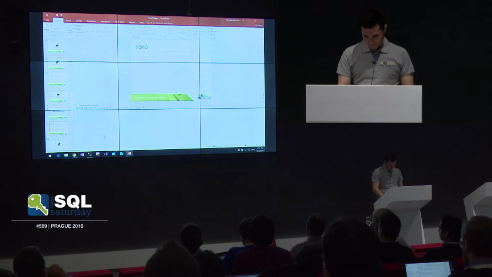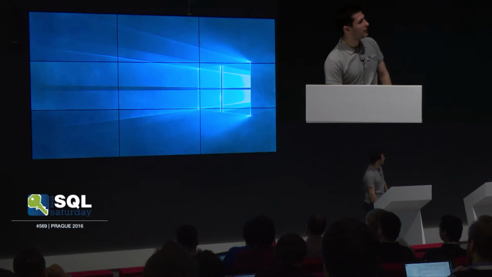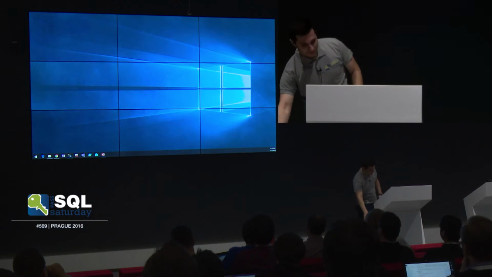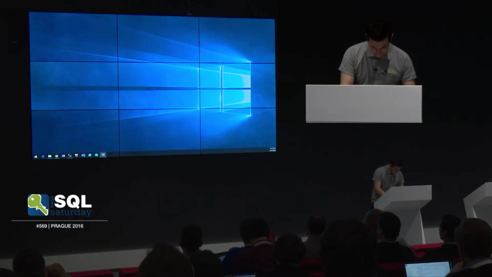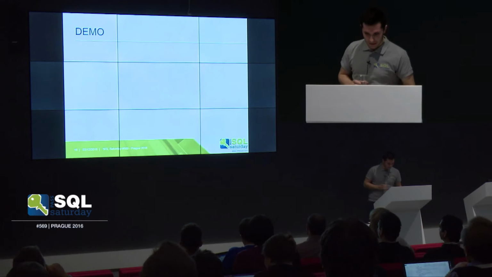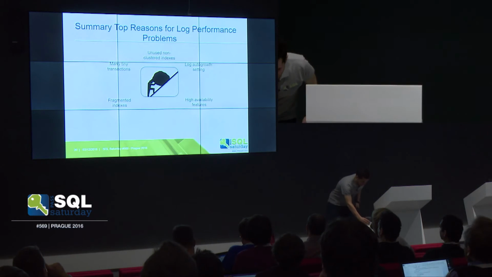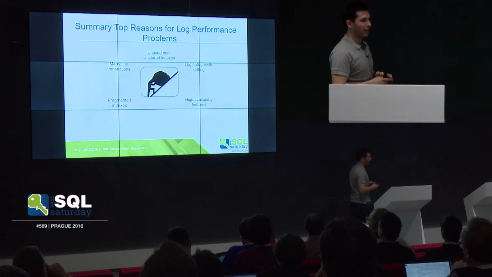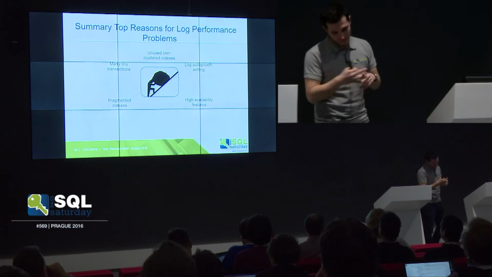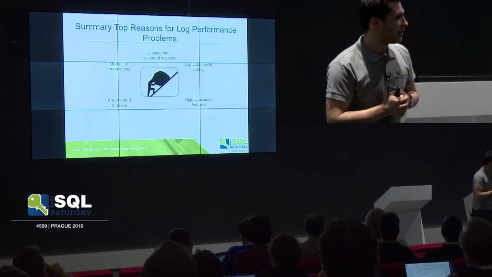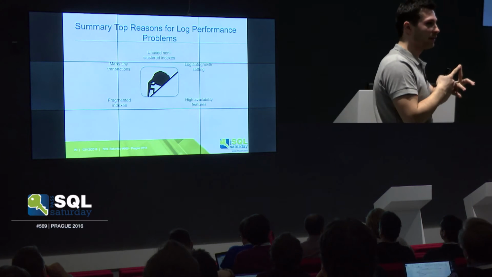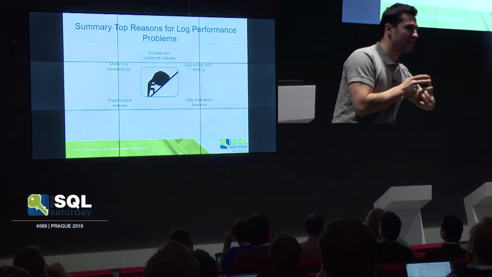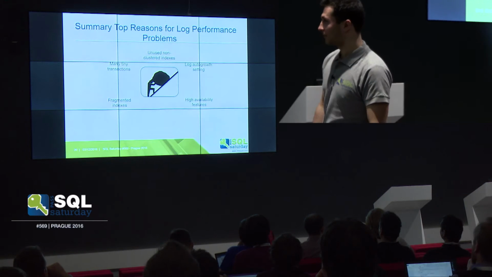Okay, good. Any questions about delayed durability or anything else? Okay. Because we are at the end of this section, we covered the top reasons for transaction log performance problems: unused non-clustered indexes, log auto-growth setting, high availability features, fragmented indexes, and many tiny transactions.